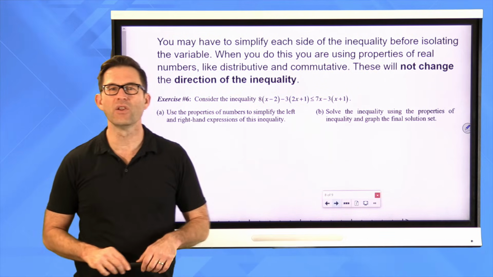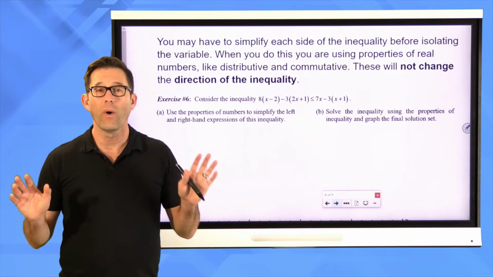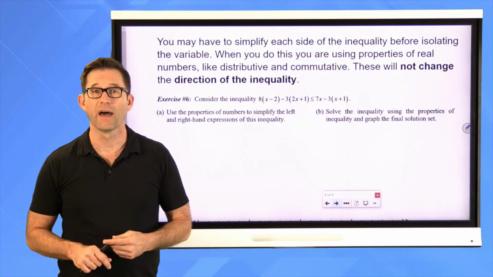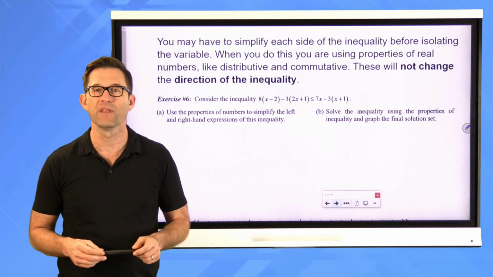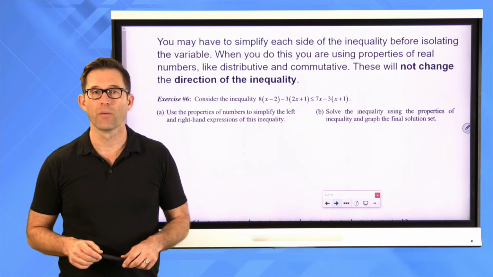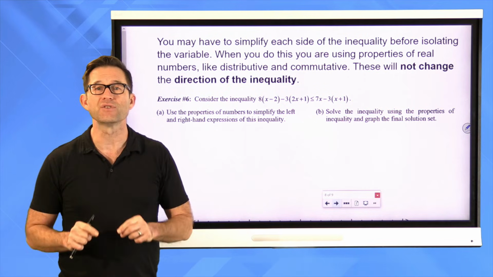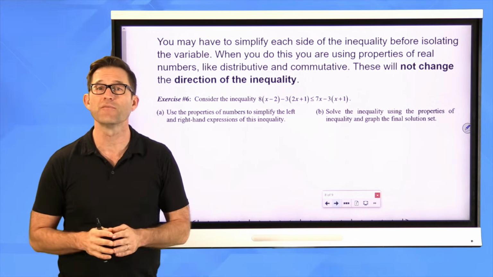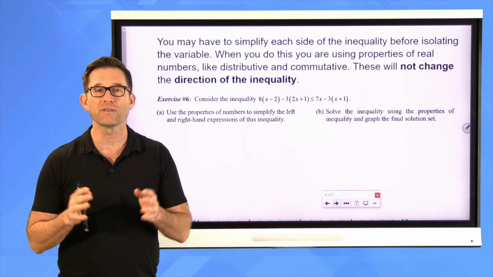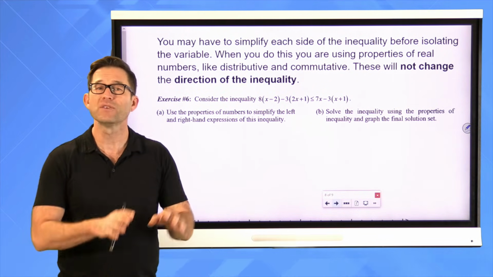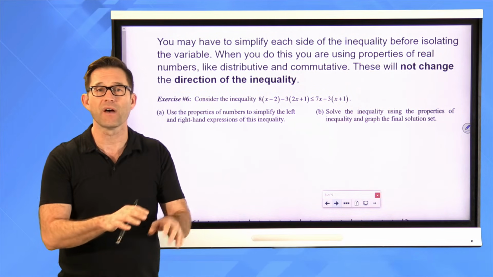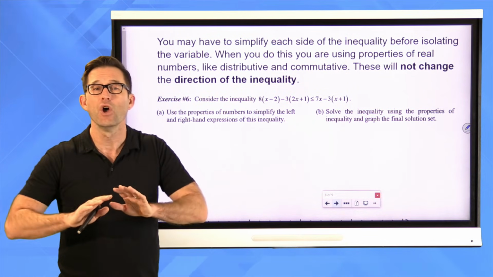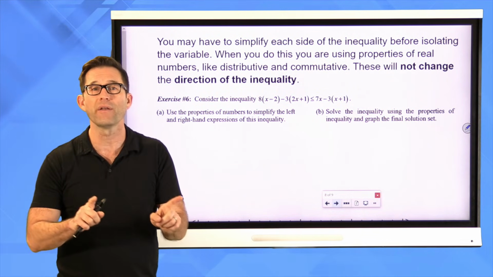Okay, let's take a look at one more. Now, one thing that we haven't done so far is we haven't had to do any kind of manipulations on the left and the right-hand side, but you may have to simplify each side of the inequality before isolating the variable. When you do this, you are using properties of real numbers like the distributive, the commutative, the associative properties. These will not change the direction of the inequality because you're operating exclusively on the left-hand side or the right-hand side to produce equivalent algebraic expressions. You are in no way using properties of equality or inequality.